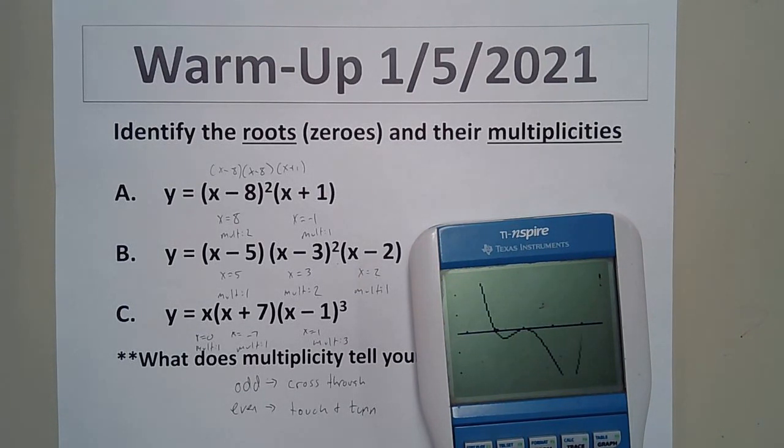Okay, so there's a little better view of what we just said there. So you can see cross through, touch and turn, cross through. So looking good. Hopefully that helps you out.